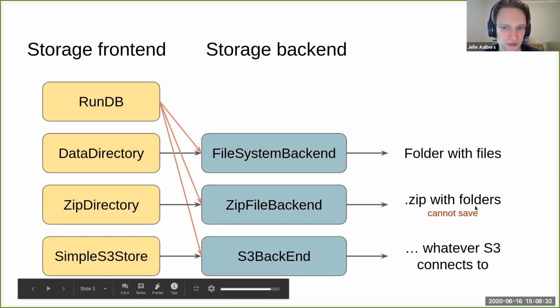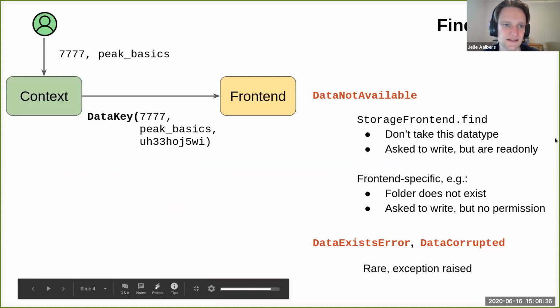Okay, so how does this process work in practice? Let's start with finding data. So you are here and you want peak basics for run 7777. So you ask that to your context, and your context will then create something called a data key. That will store the run ID, the data type that you're loading, and a very large dictionary containing all of the settings that are relevant to that data type, which is summarized in a hash.